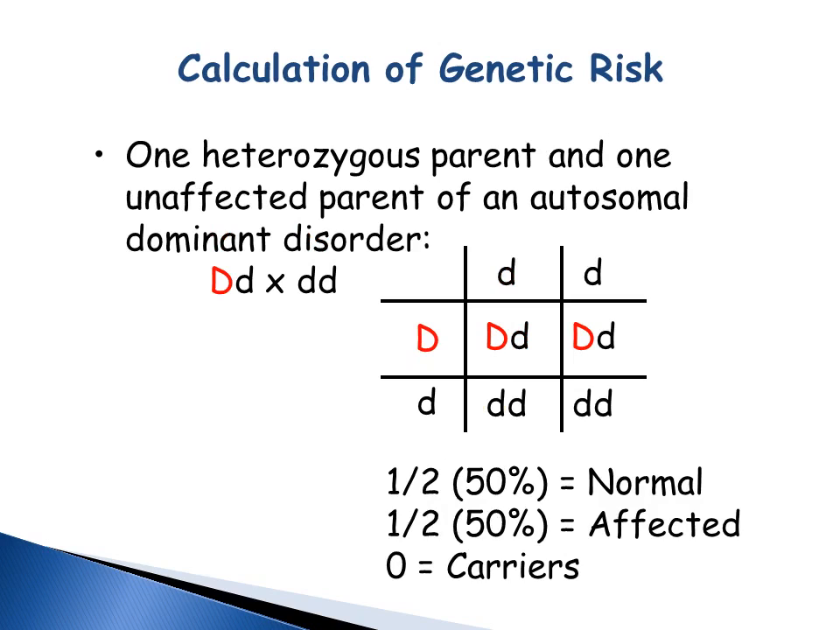In an autosomal dominant disorder, when you have one heterozygous parent and one unaffected parent, that would be big D little d crossed with little d little d. You would have a 50% chance of having a normal child and a 50% chance of having an affected child, and there would be no carriers because autosomal dominant diseases do not have carriers.